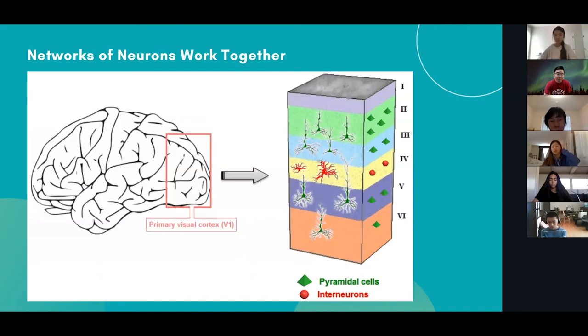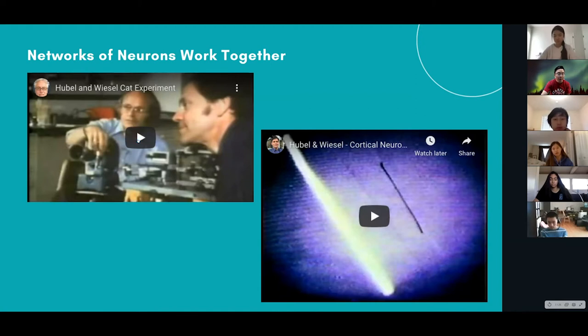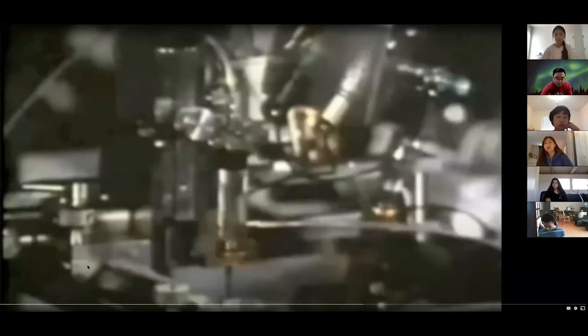Okay, so neural networks, they're networks, obviously. Here we're looking at the primary visual cortex in the back of our brain. We did discover that these neurons are organized in layers, and in each layer they function similarly. Let's take a look at how we actually discovered that they're organized by layers. This was done using cats in experiments in the 1950s and 60s. They listened in to individual nerve cells firing in the anesthetized cat as they presented it with different visual images.